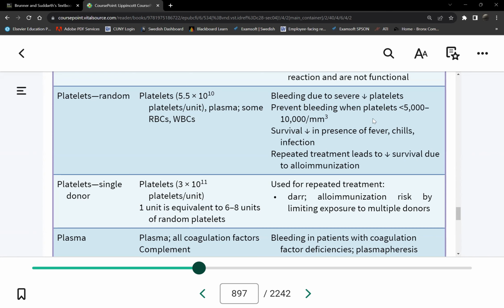I mean, they've already passed their lives. Do you agree? Yes. Okay, so we only use them, we only give them, when the patient actually needs it, when it's actually useful.